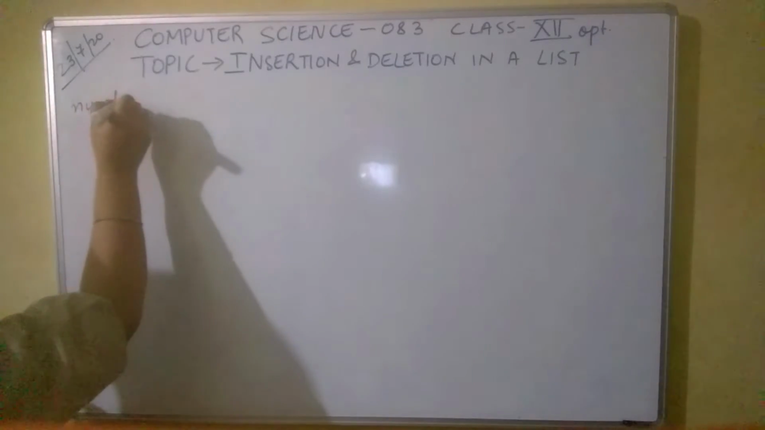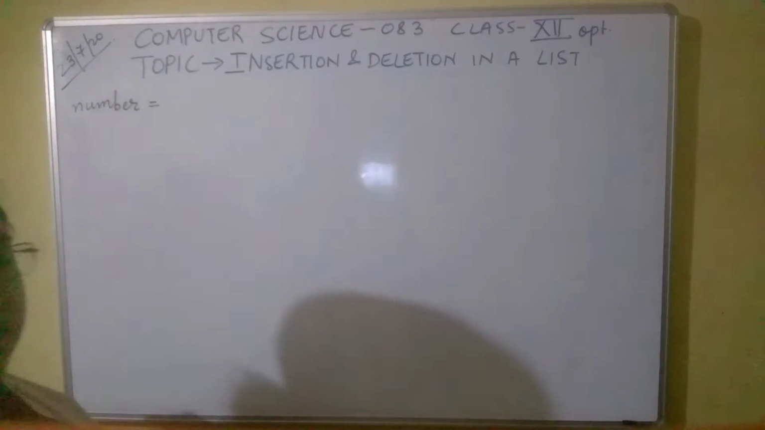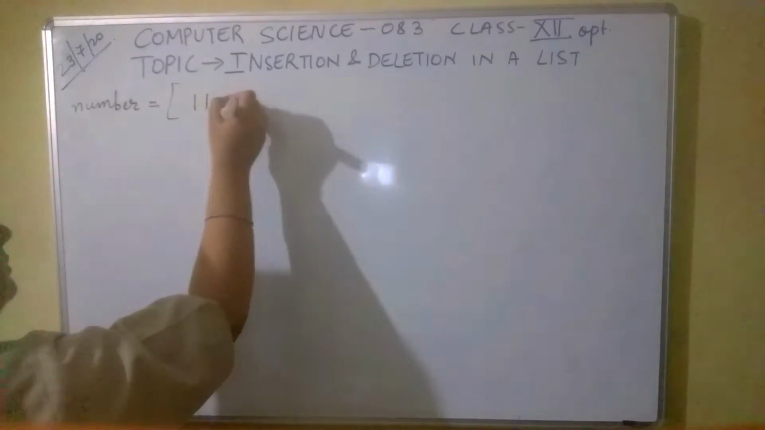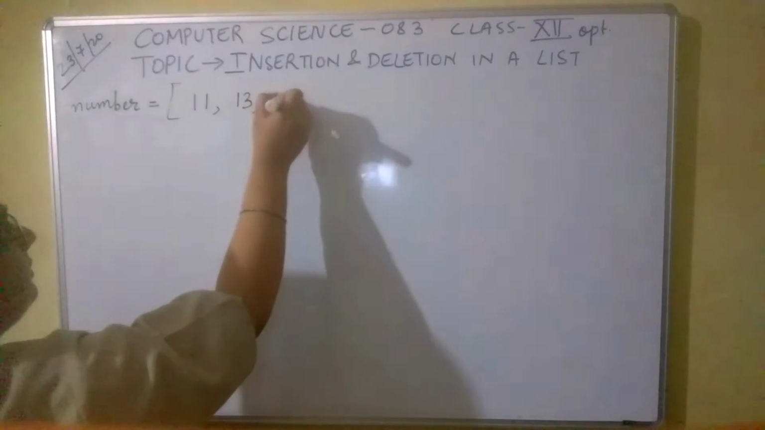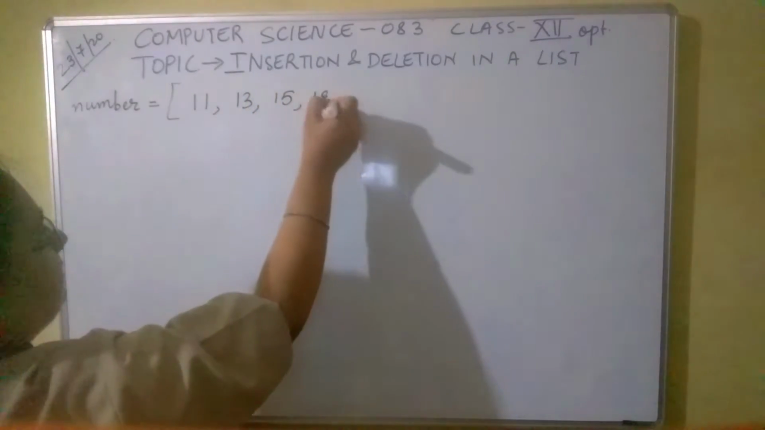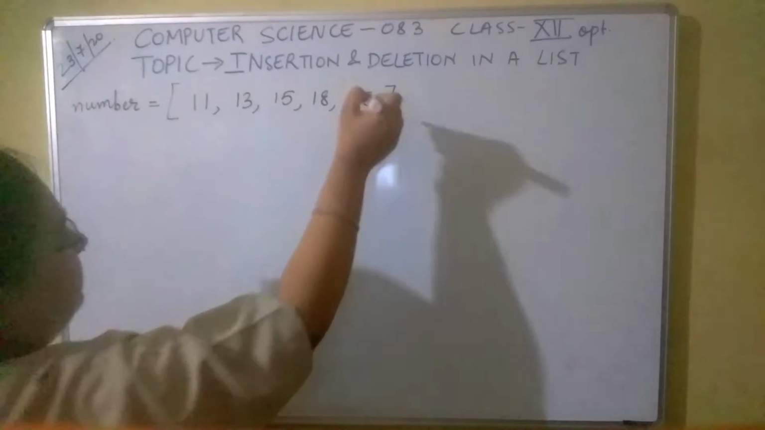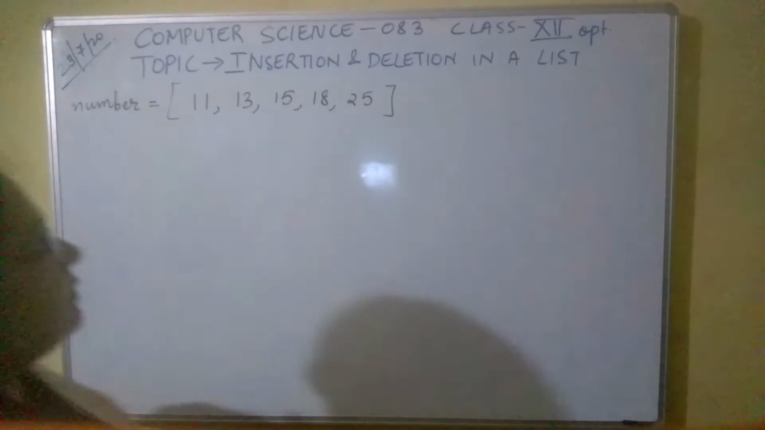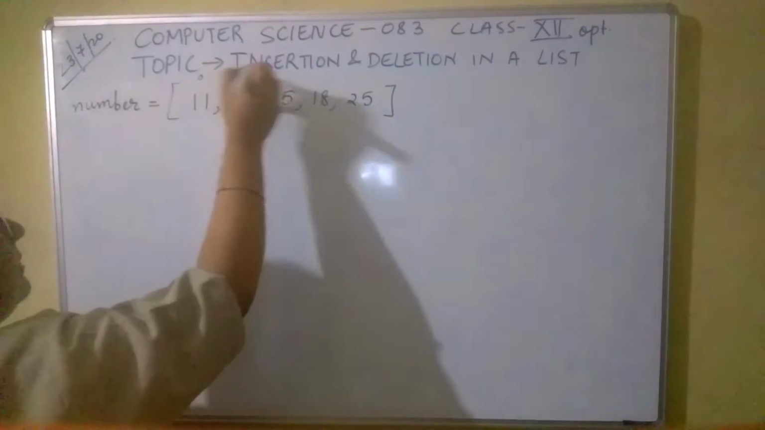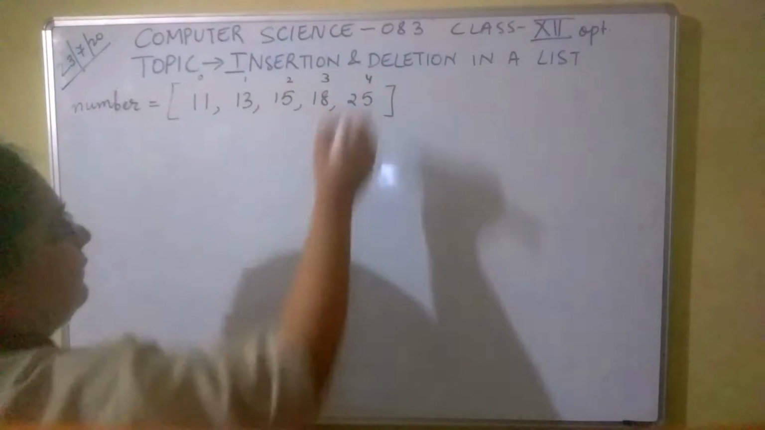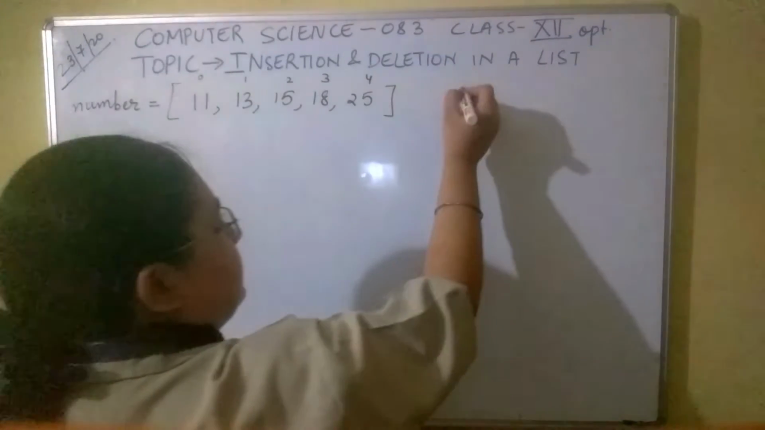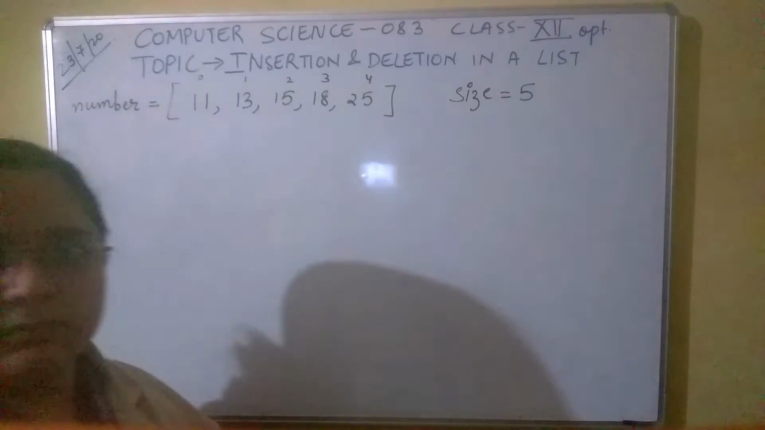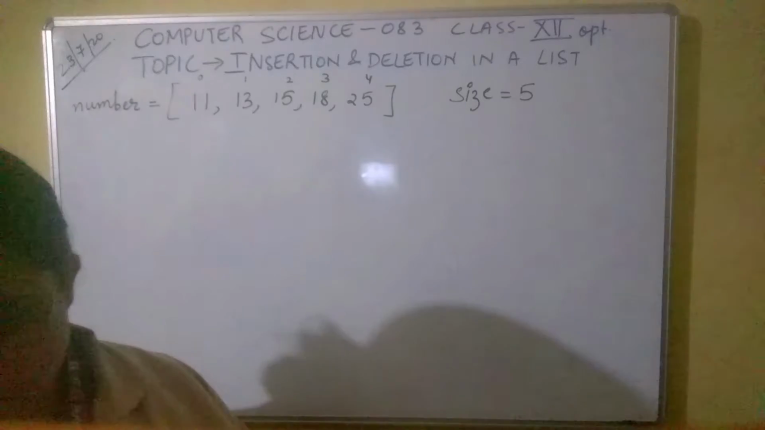We will first create a linear list which consists of certain values. Suppose we have these values in our list over here, as you can see. I am going to number them 0, 1, 2, 3 and 4. So what is the total size of my list? The size of my list is 5.